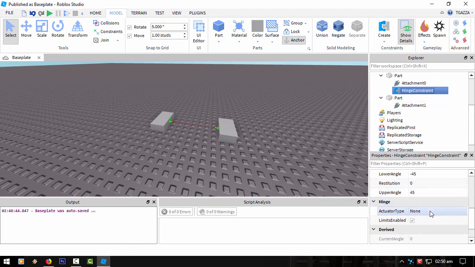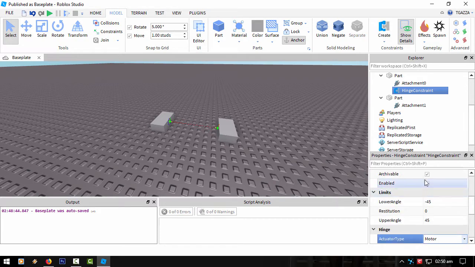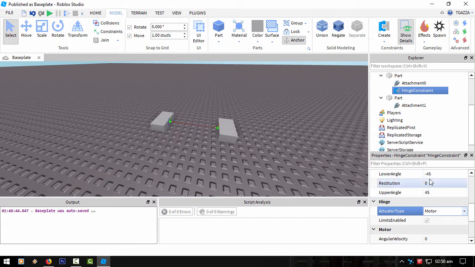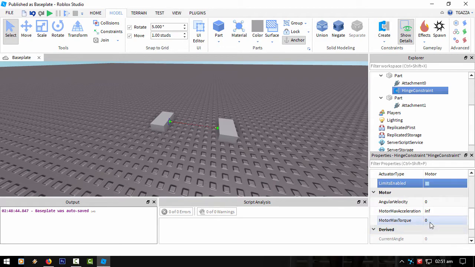So, as I was saying, if you want to control it with a motor or a servo, I'll get onto the servo in a little bit. The motor is basically like, think of a plane's propeller. It's always rotating at a certain speed. That's basically what that is. So we've got at the moment limits enabled, so it only goes to 45 degrees no matter what. If we disabled that, it would continue going round.